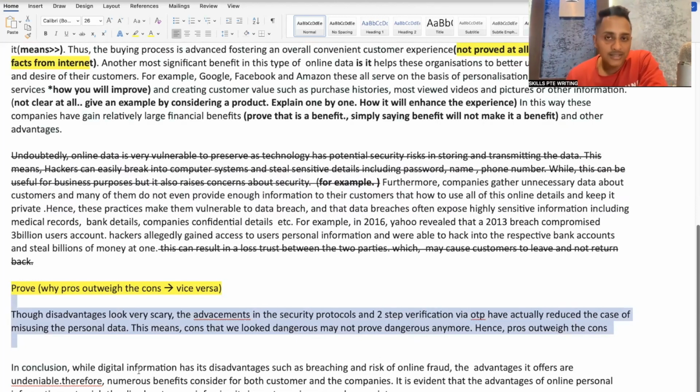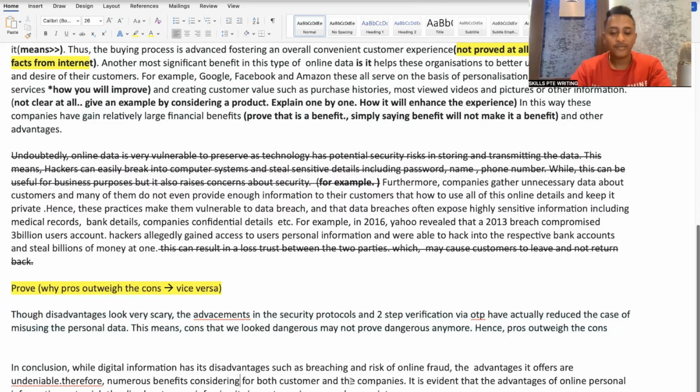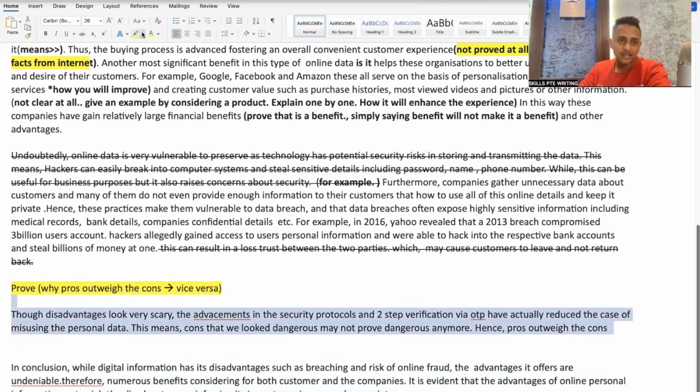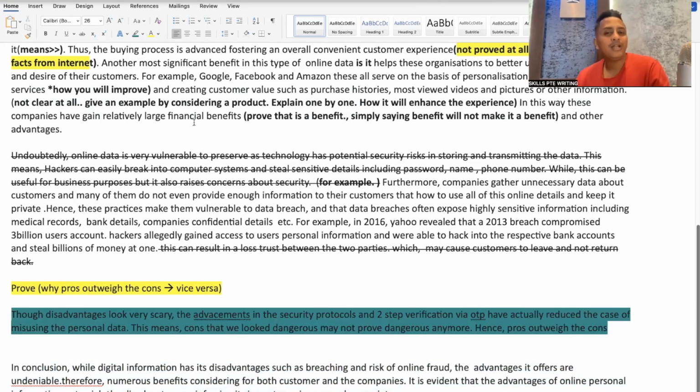While digital information has its disadvantages such as so and so, the advantages it offers are undeniable. Therefore, numerous benefits for both customers and so on, with some grammatically wrong sentences. It is evident that advantages outweigh the disadvantages. The person has used my template. There are a few words like this, but as I told you, this can be written only when you add this particular part. If you don't add this part in green, then you don't get the scores.